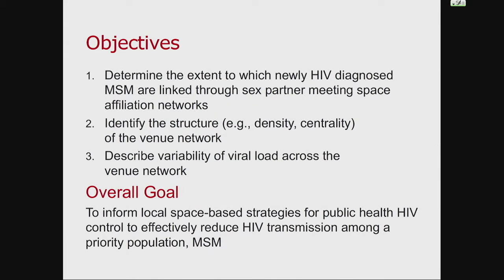So the objectives specifically were to determine the extent to which newly HIV diagnosed MSM, so again, this is our priority population, are linked through sex partner meeting space affiliation networks, to identify the structure in, for example, density and centrality of the venue network, to describe variability of viral load across the venue network or space network. And the overall goal was to inform local space-based strategies for public health HIV control to effectively reduce HIV transmission among a priority population.